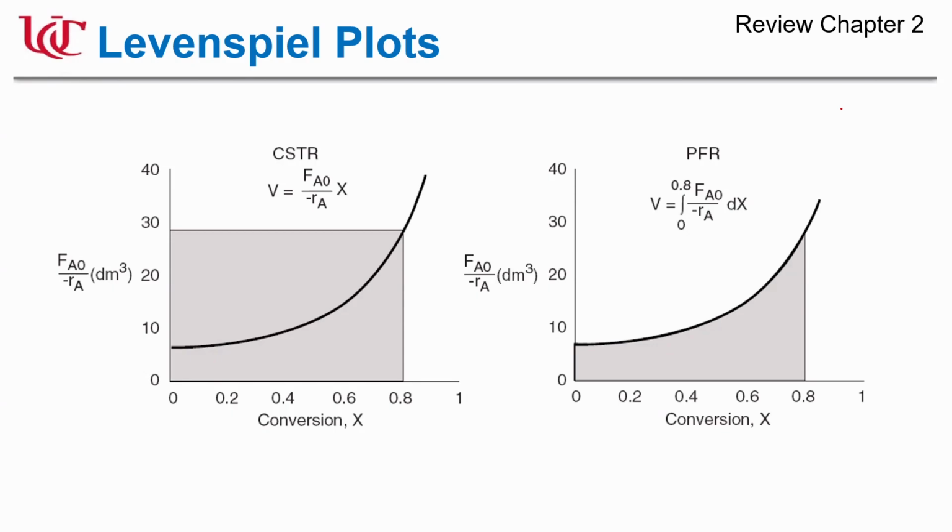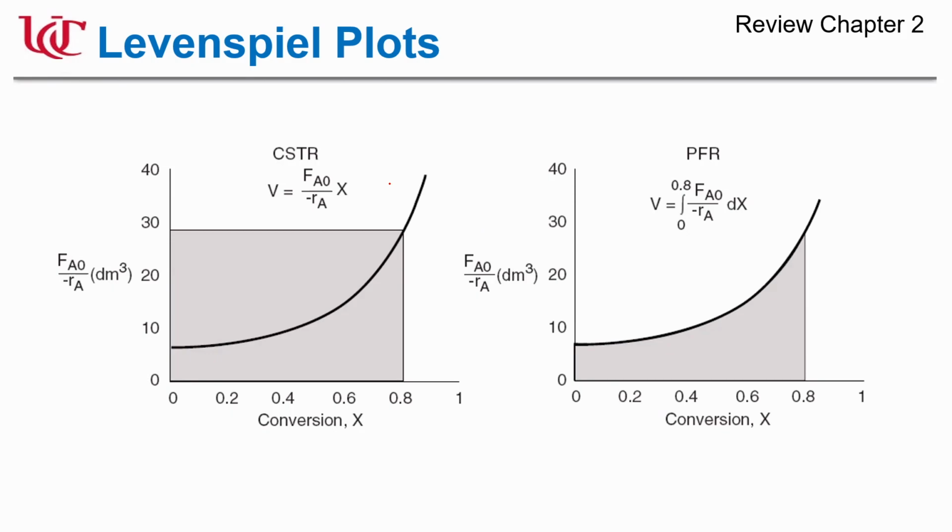So how can we get it? We use the Levenspiel plots. For the CSTR, we plot the reciprocal of Ra versus the conversion. The area of the rectangle is the volume for the CSTR. In contrast, for the PFR, it's a differential form, so the volume is the area under the curve. That's the area for the PFR.